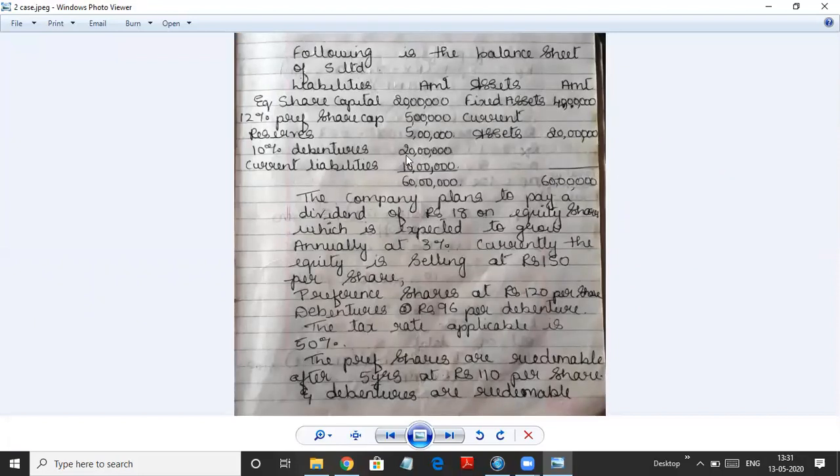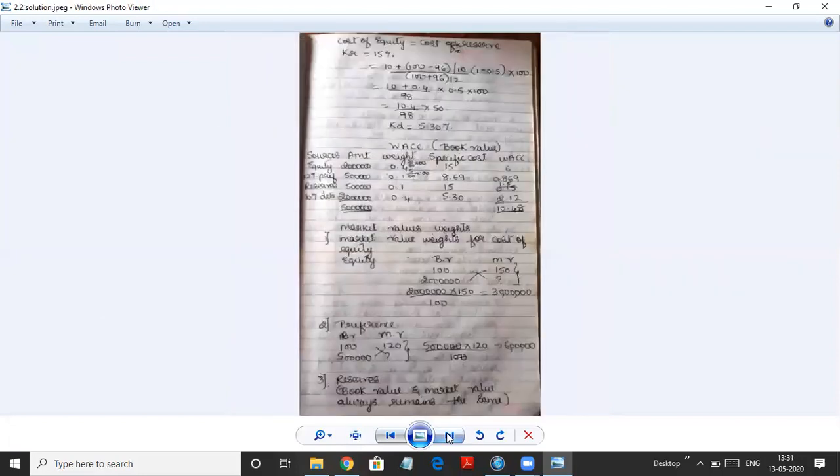We don't take the current liabilities. We are finding the cost of capital only for long-term liabilities. They are never found out for short-term liabilities. So the same is taken here: 20 lakh, 5 lakh, 5 lakh, and 20 lakh. So the total comes to 50 lakh. Similarly, we'll find the weightage. 20 lakh divided by 50 lakh, you get 0.4. 5 lakh divided by 50 lakh, 0.1.